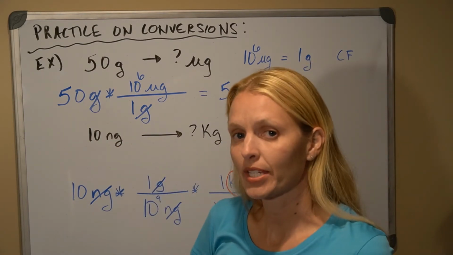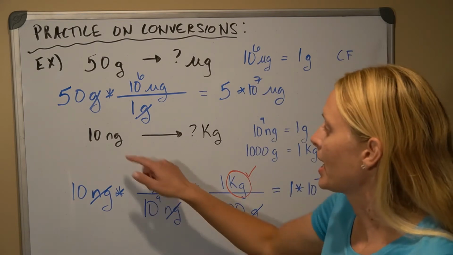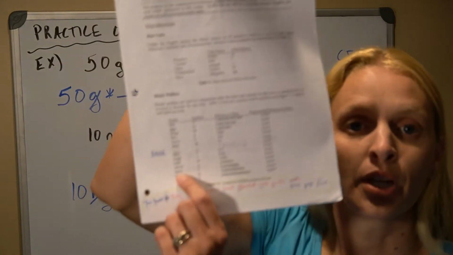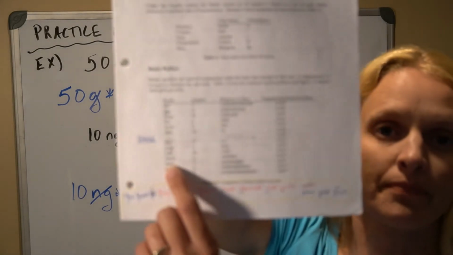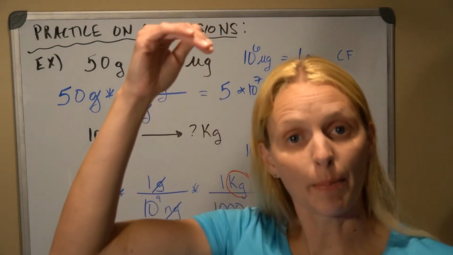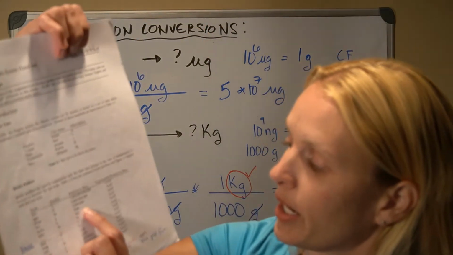Okay? And the next example, we're going to convert 10 nanograms to kilograms. What you want to pay attention to on this one is that nano is on the bottom of our prefix table. Kilograms is on the top of the prefix table. Where's that? Up here. Kilo is on the top.